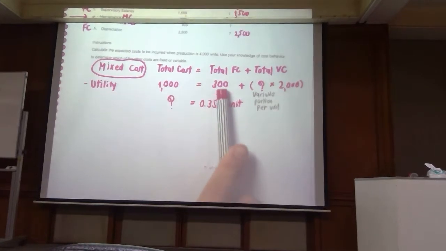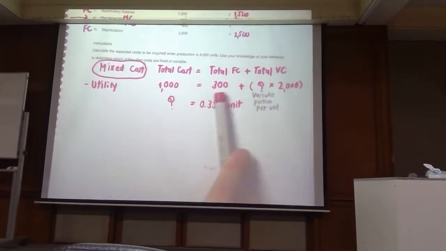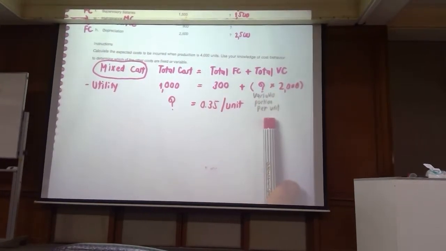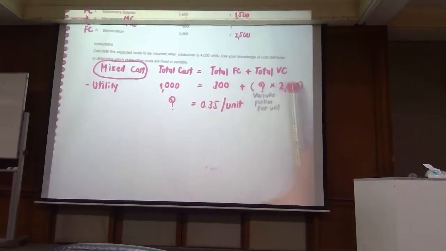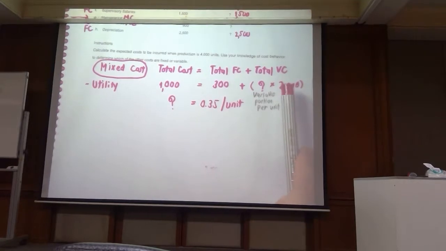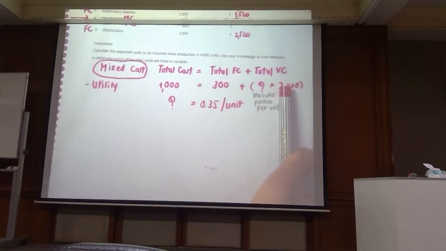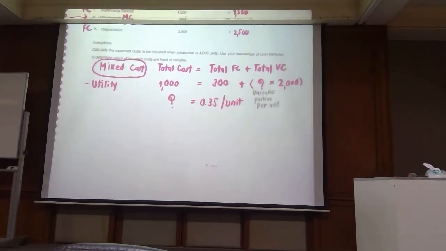The fixed portion is given, and then we can find the variable portion here, okay? The variable portion here equals 700, right? So we just divide 700 by 2000. So we get 0.35 per unit, okay?